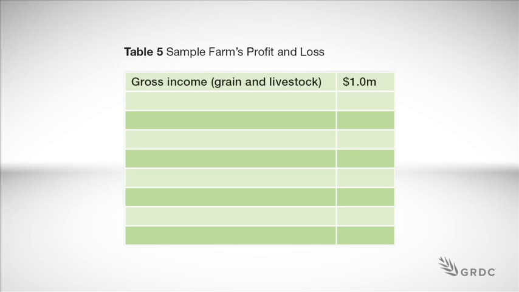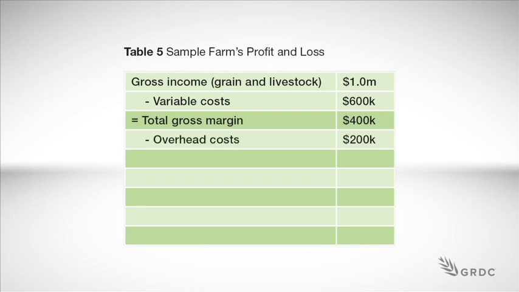To do that, we estimate the gross income, and for this farm it's $1 million from sales of grain and livestock. From that we deduct the variable costs, which are the costs you spend to produce the income, of $600,000. Gross income take variable costs leaves a total gross margin for the farm of $400,000. Overhead costs are $200,000. This includes operator's allowance for labour and management and depreciation. Leaves an operating profit or EBIT of $200,000.